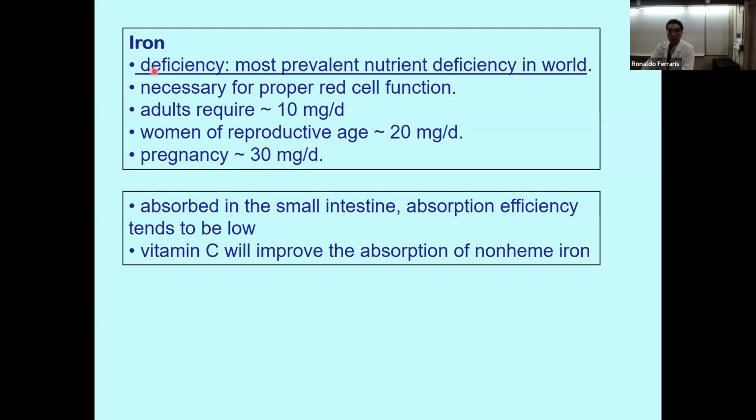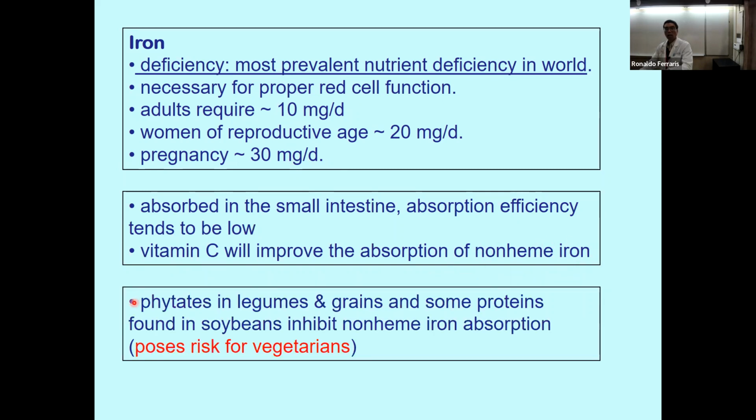If it's absorbed in the small intestine, absorption efficiency tends to be low. Vitamin C improves the absorption of non-heme iron, which I will describe to you in a minute. For those of you who are vegetarians, there are phytates found in legumes, grains, and soybeans, which inhibit non-heme iron absorption. So vegetarians are at greater risk of being iron deficient.